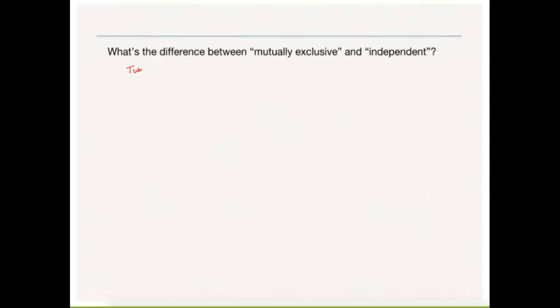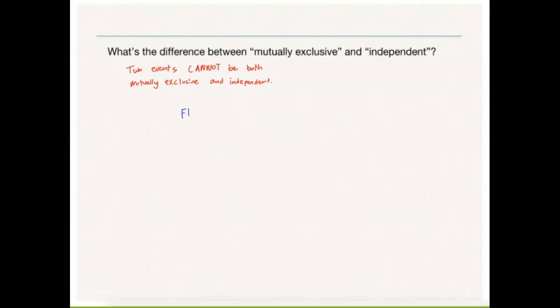So two events cannot be both mutually exclusive and independent. In fact, if they are mutually exclusive, they are not independent, and vice versa, because mutually exclusive means they can't possibly occur at the same time.